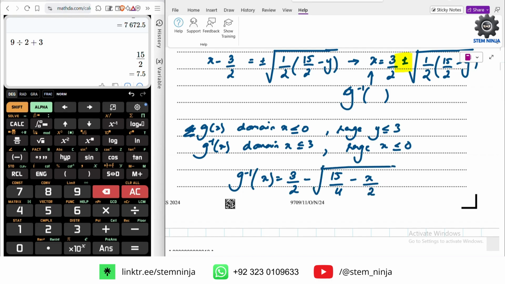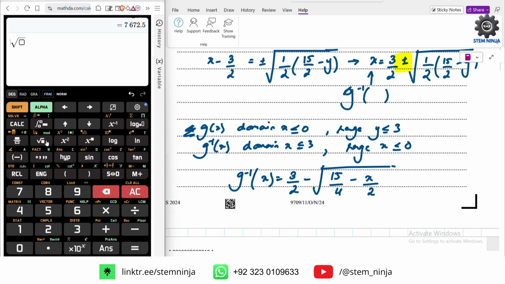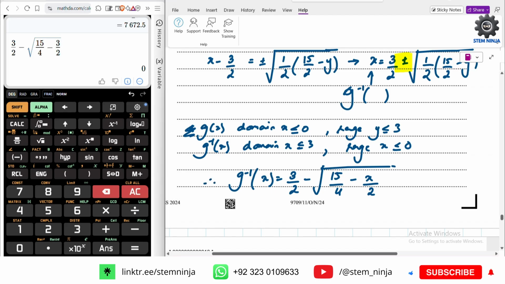That's it. So if you start with x equal to 3, let's see what we get. 3 over 2 minus the square root of 15 over 4 minus x over 2. Now you see this domain is less than or equal to 3, so we start with 3 over 2, we should get 0. So that is the starting point. So that is your inverse function.